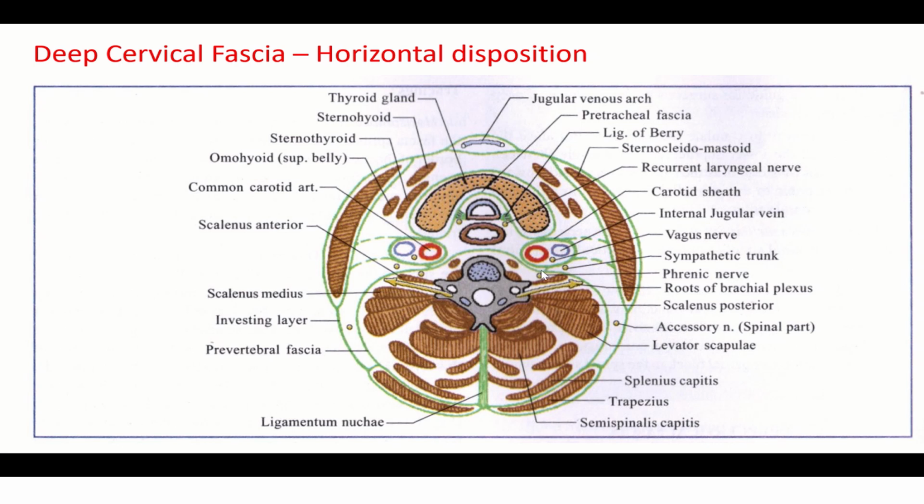Here also you can see this fascial process which is coming back, covering the scalenus anterior, medius and posterior muscles, forming the floor of the posterior triangle. This is the roof of the posterior triangle. This is the floor of the posterior triangle.